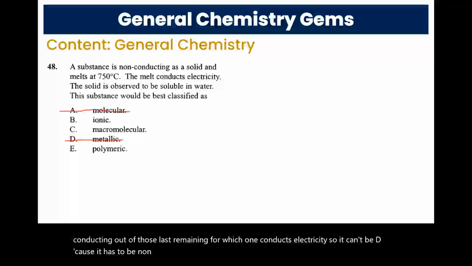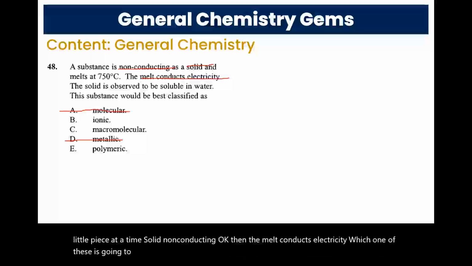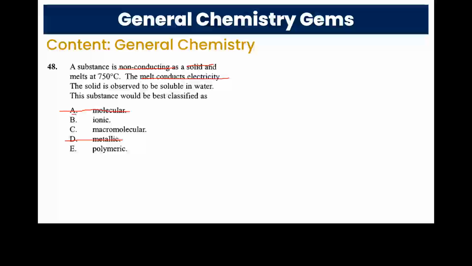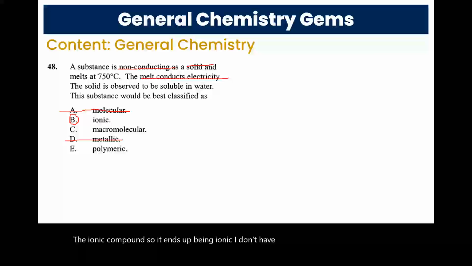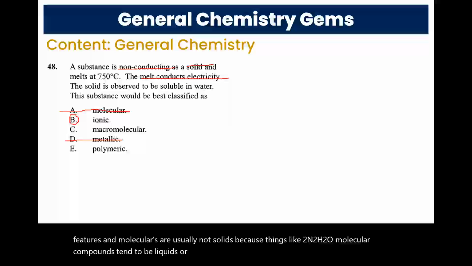So look at what I'm doing. I'm parsing it out one little piece at a time. Solid, non-conducting, okay. Then the melt conducts electricity. Which one of these is going to conduct electricity when it's melted? The ionic compound. So it ends up being ionic. I don't have to necessarily get through all the features. And molecular compounds are usually not solids, because things like O2, N2, H2O tend to be liquids or gases, not solids.